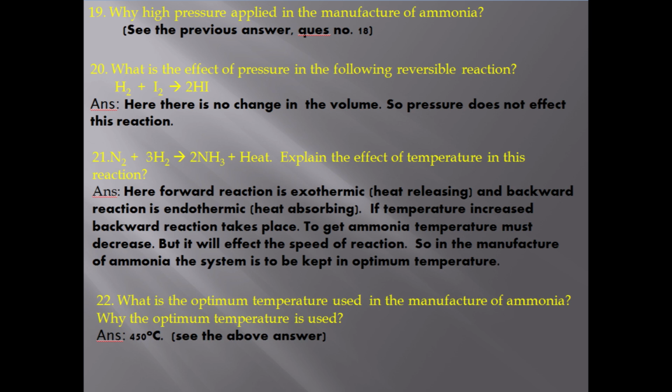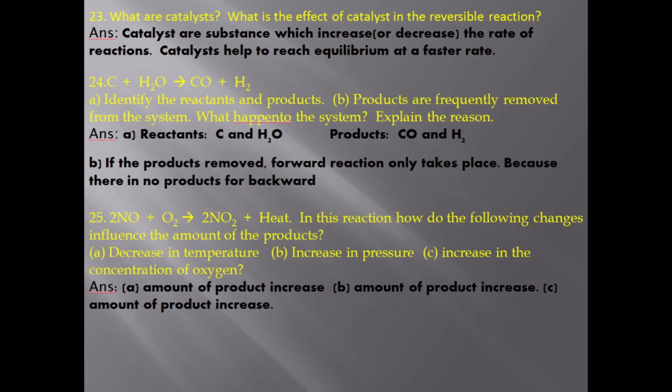Hence, the system must be kept at a fixed temperature. It is called the optimum temperature. The optimum temperature for ammonia is 450 degrees centigrade. Effect of concentration. When the concentration of reactant increases, the rate of forward reaction increases. Therefore, for the production of more ammonia, the concentration of hydrogen must increase.